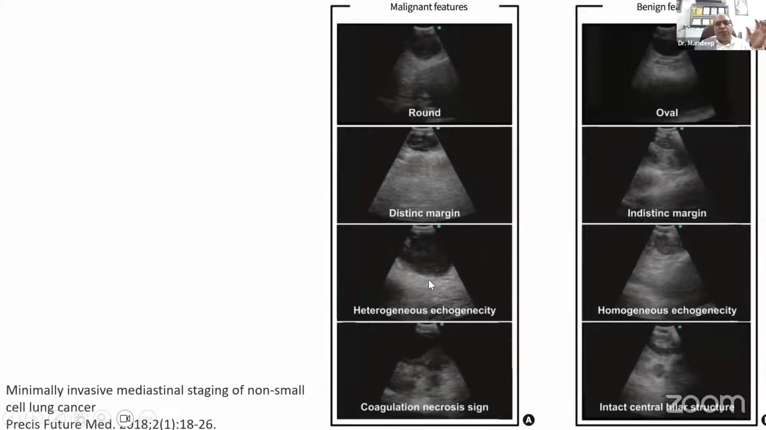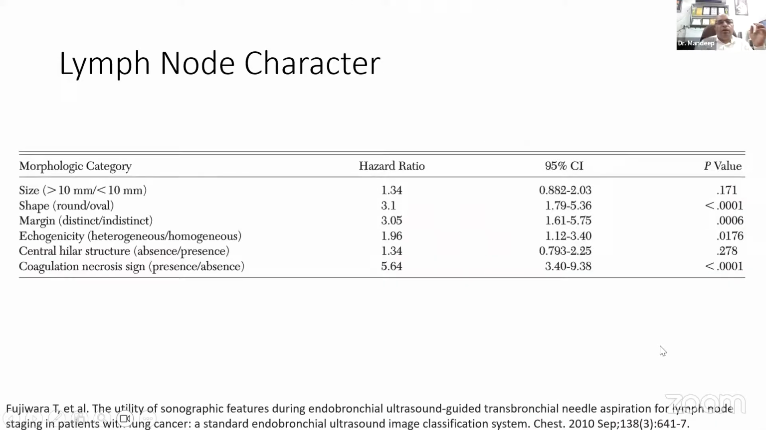Again, in malignancy, heterogeneity of the lymph node is seen, whereas normal lymph node usually has homogeneous echogenicity. Then the coagulation necrosis sign may be seen in a malignant lymph node, and an intact hilar sign may be seen in a non-malignant lymph node. So these are the signs, and they tell how much hazard ratio of malignancy there is. The more important are the margins. They are well defined in case of malignancy, and the coagulation necrosis sign, if present, points towards malignancy.